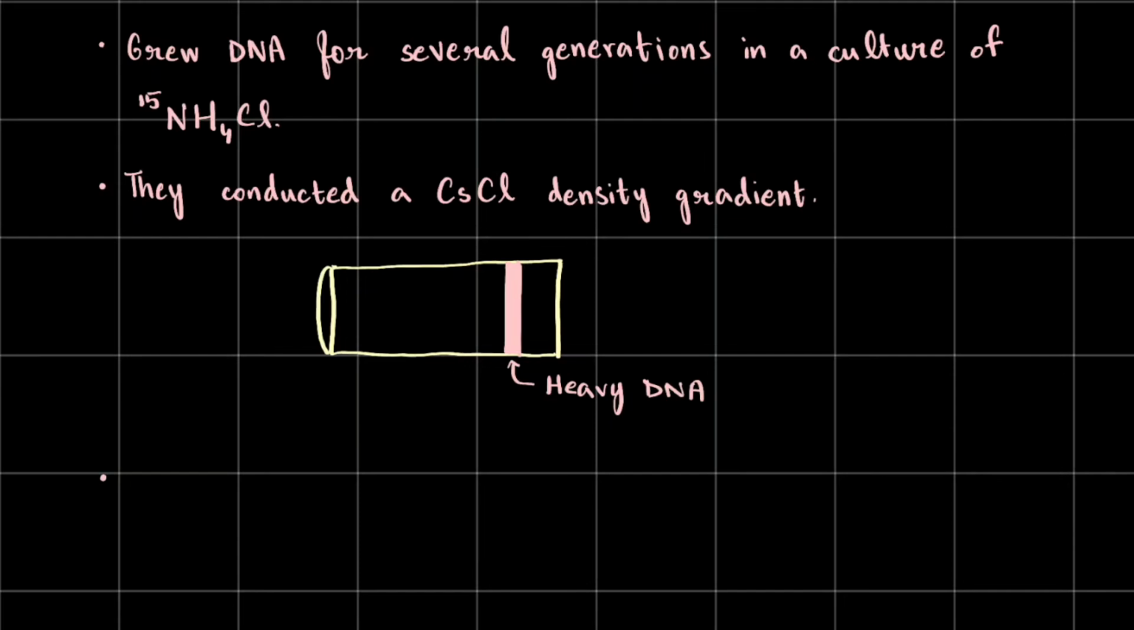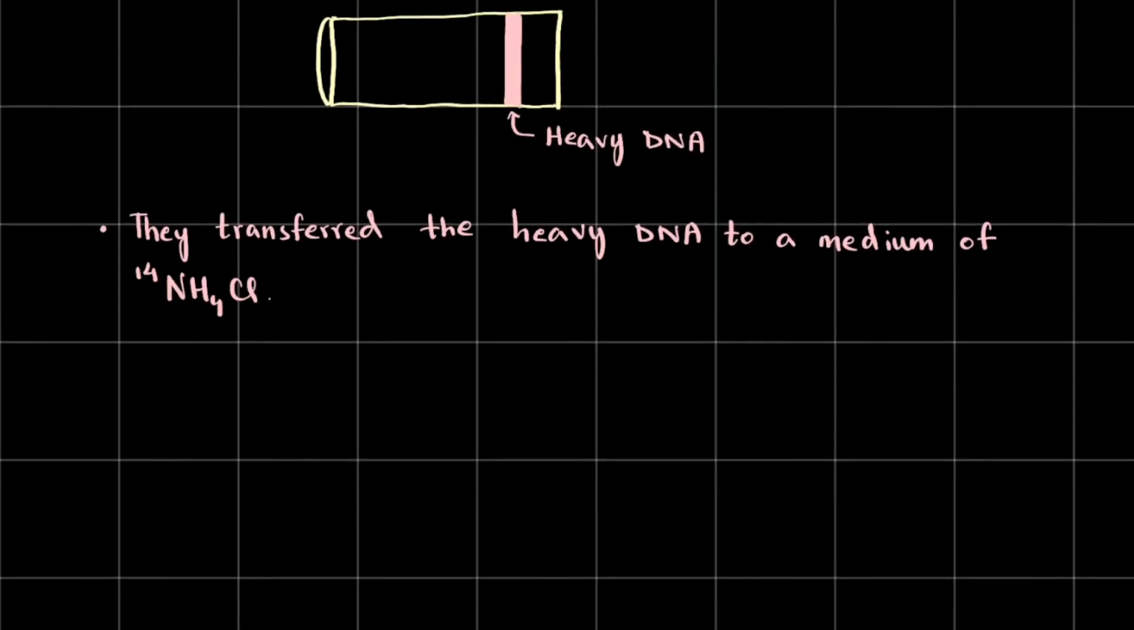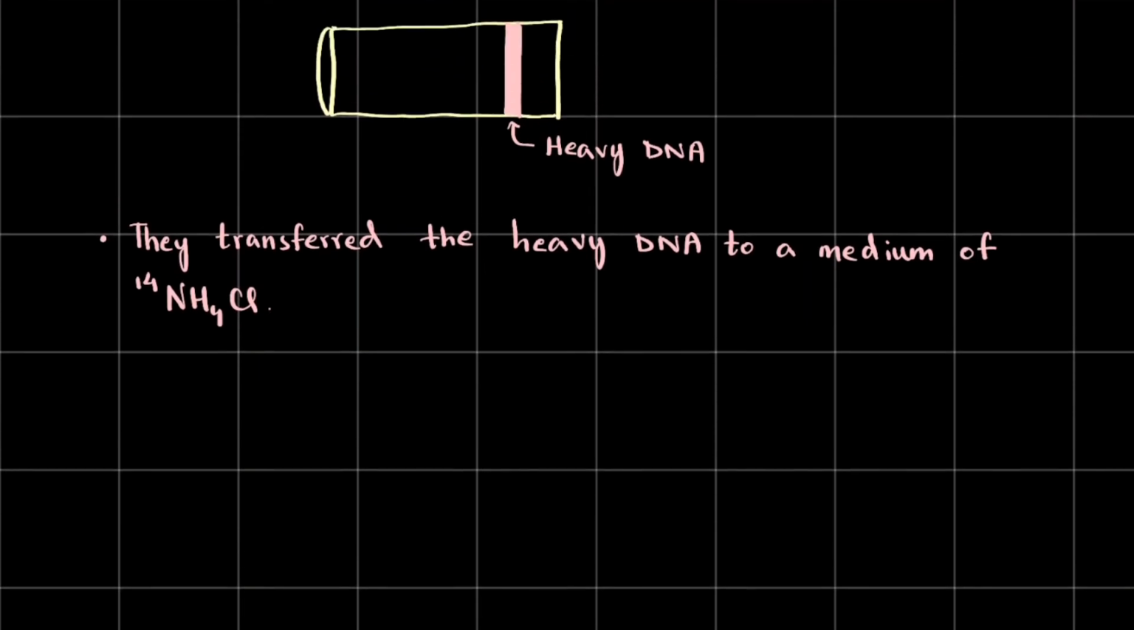Okay, now let's move to step 2. They now transferred the heavy DNA to a medium of 14NH4Cl, right? 14N, that is the normal nitrogen, and it's not heavy, it's the most abundant isotope of nitrogen, and they transferred this heavy DNA. Well and good, right? Very good, they transferred it.